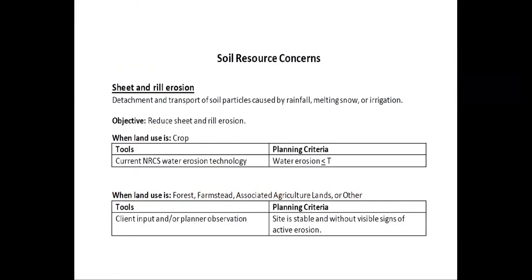So in this document, you'll find your resource concern. You'll find, based upon the objective and the land use, what the tools are that you're looking at, and what the planning criteria is. So this is what you want to plan to. The top one here is for crop, and the bottom one here is for other associated land: forest, farmstead, other ag lands. Note that the tools are different and the planning criteria is different.